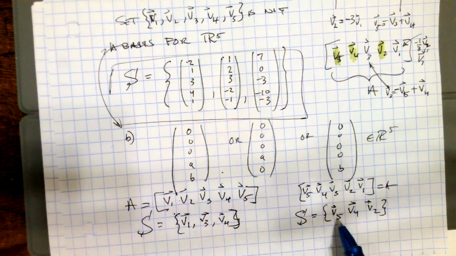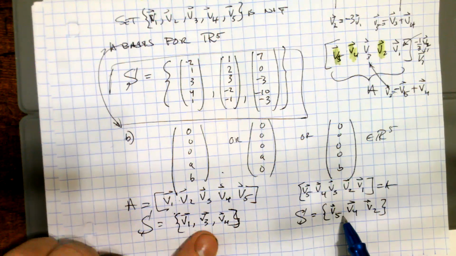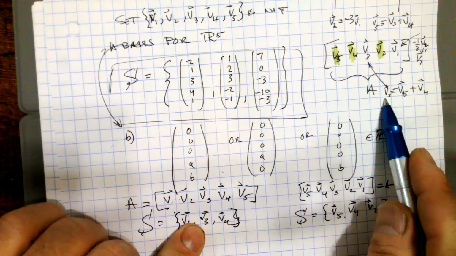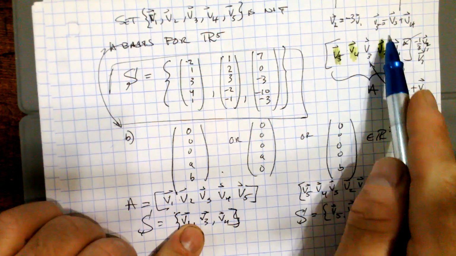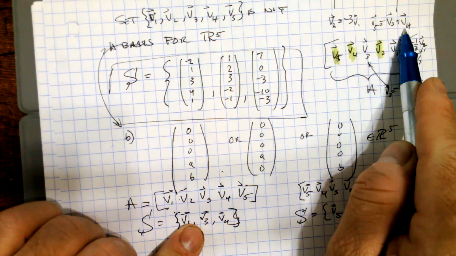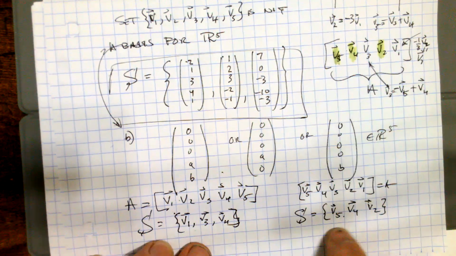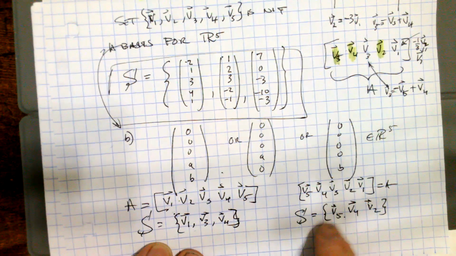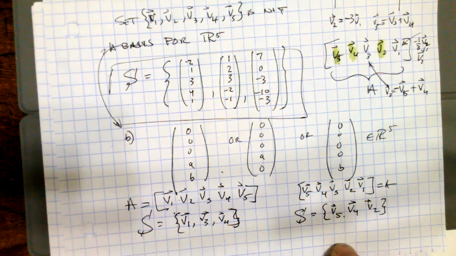However, both sets are linear combinations of each other. What I mean by that is we can write V2 in terms of V5 and V4, or we can write V5 in terms of V3 and V4. However we choose to form the basis set, they're all linear combinations of each other, which is why the basis sets are not unique. They're all going to be linear combinations of each other.